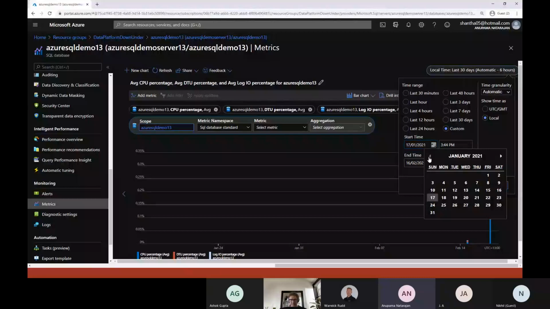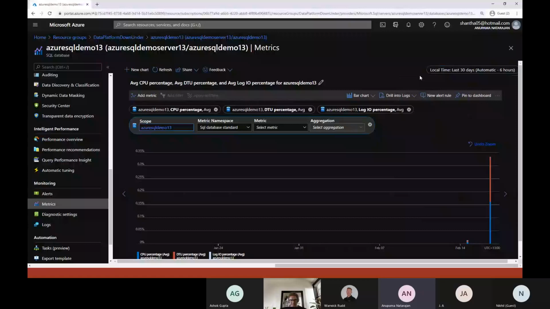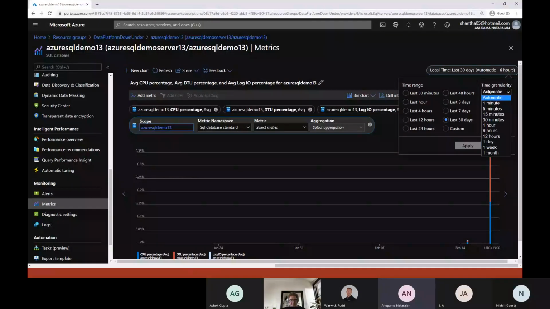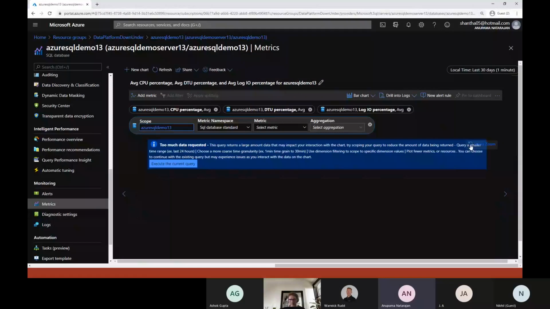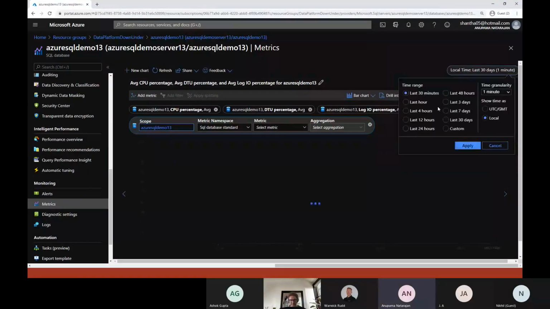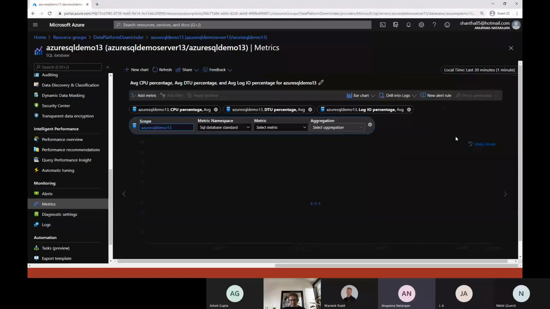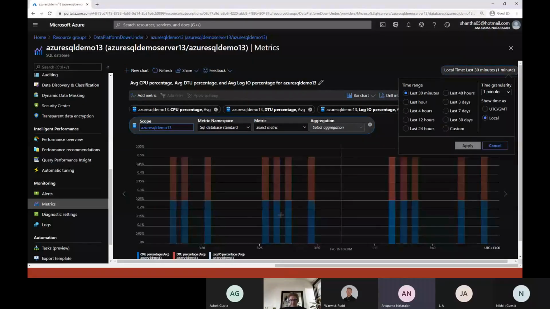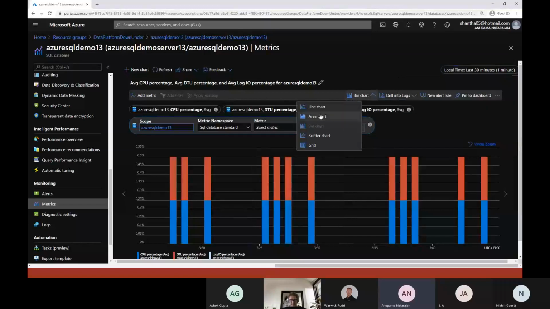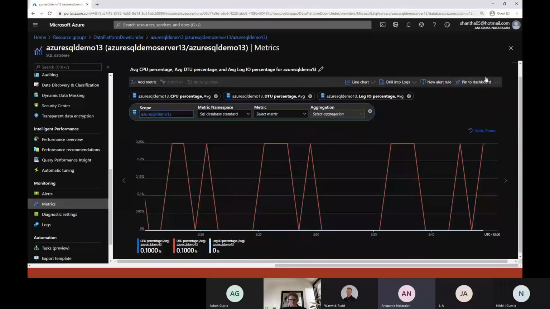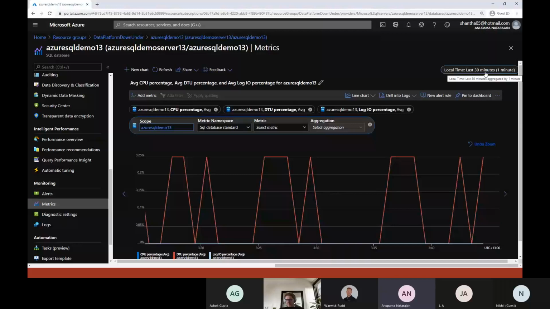So something to keep in mind: hold on to the data that you really require, and that will help you in terms of your monitoring purposes. The idea here is you can break down the granularity to, okay, per minute, what's going on in my Azure SQL database. Let me apply the last 30 minutes so that you will have a better view here. As you can see, this gives me a better view of what's going on, with a granularity of every minute over the last 30 minutes.